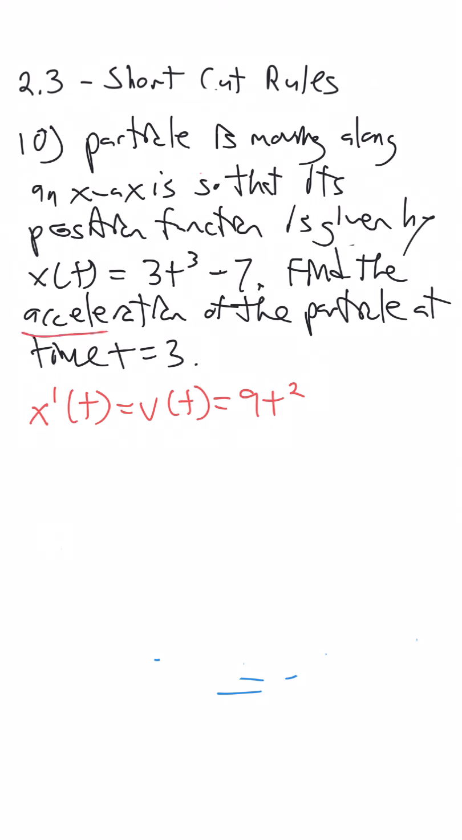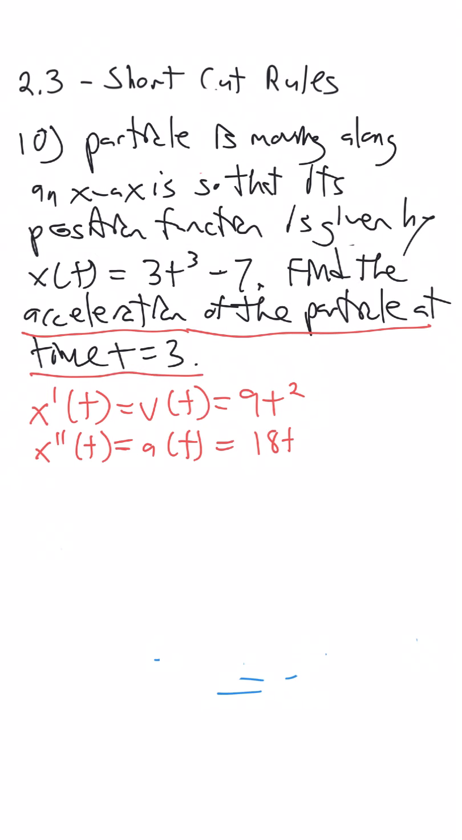We want to know about the acceleration, so how do we find the acceleration function? Just take x double prime of t, which is the same as a of t. Got some acceleration function, just take the derivative of velocity. What's the derivative of 9t squared? 18t to the first, or 18t. Hey, now that I have the acceleration, can I find the acceleration of the particle at time t equals 3? Yeah, I just plug 3 into the acceleration function. And what do I get? I get 18 times 3, which is 54.